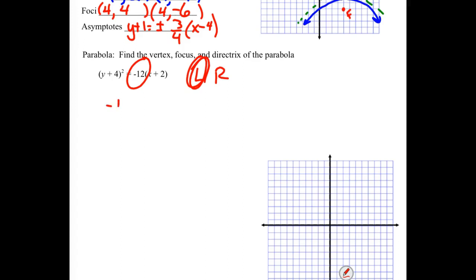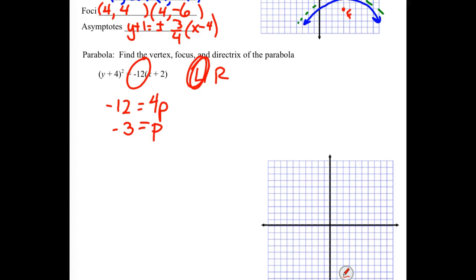What I circled here, the -12, in our generic equation, we usually have a 4p in that spot, which tells me that p has to be -3. So it's a left kind. It's opening to the left where the distance from vertex to focus is 3 spaces.